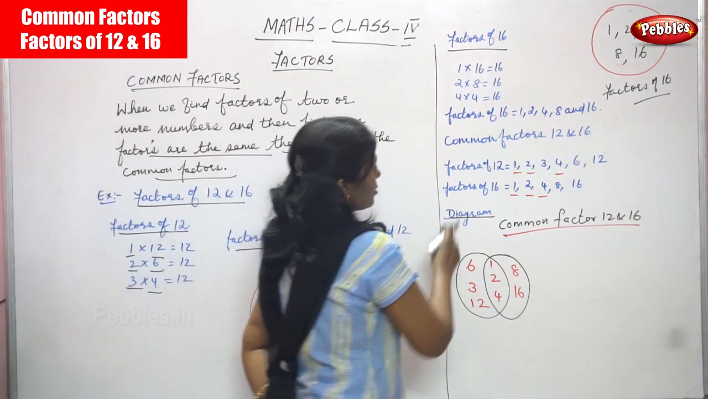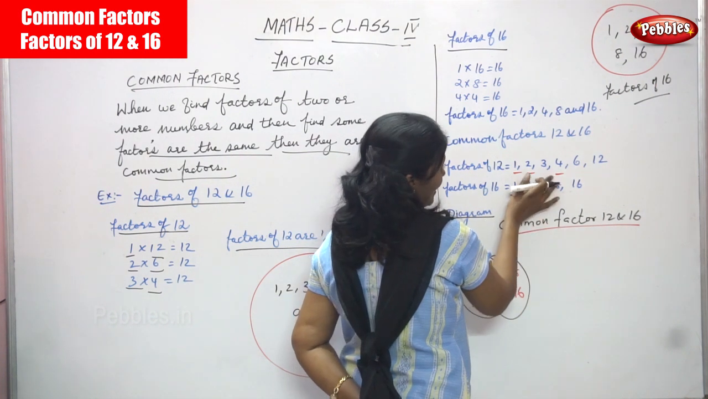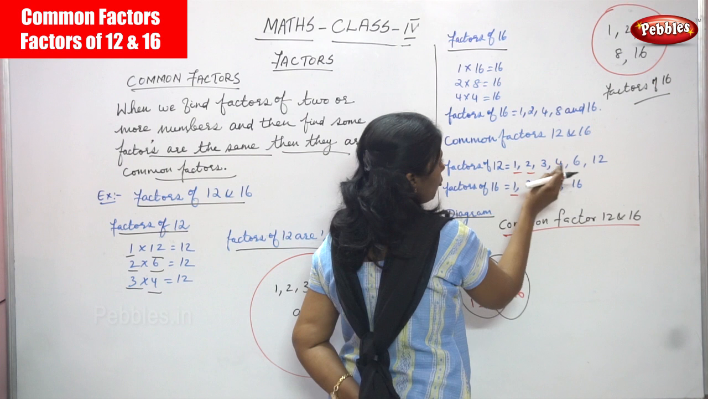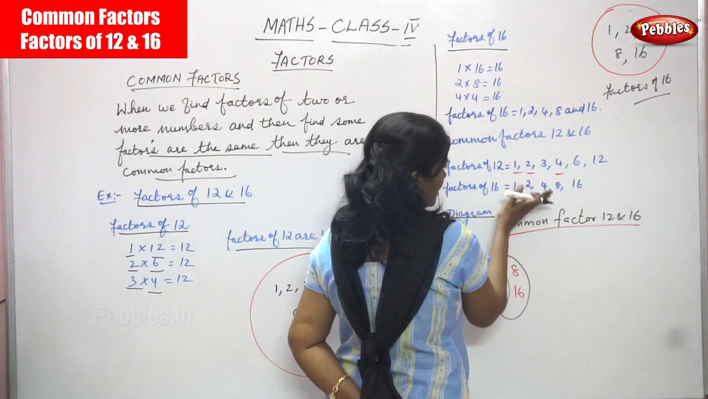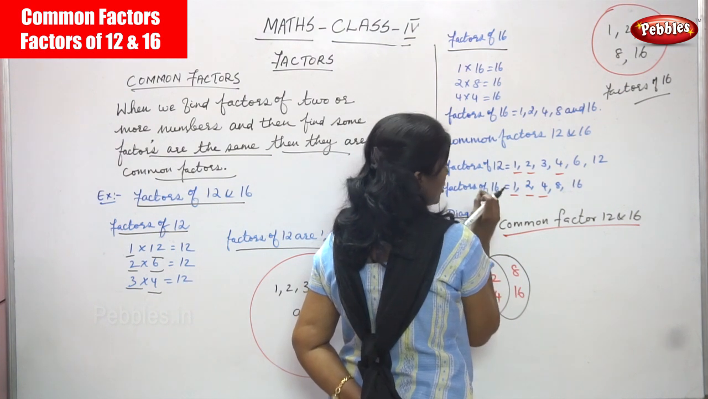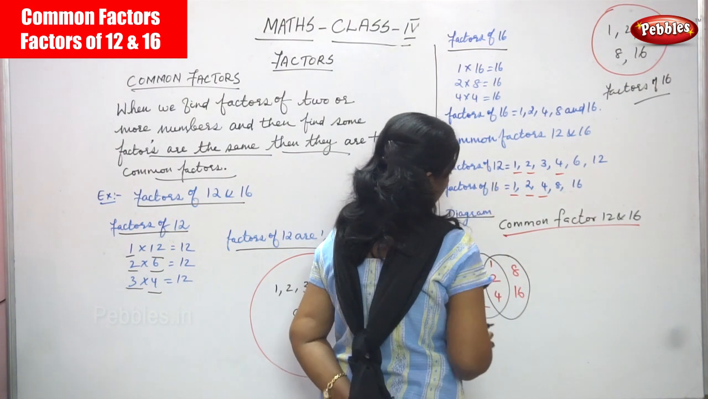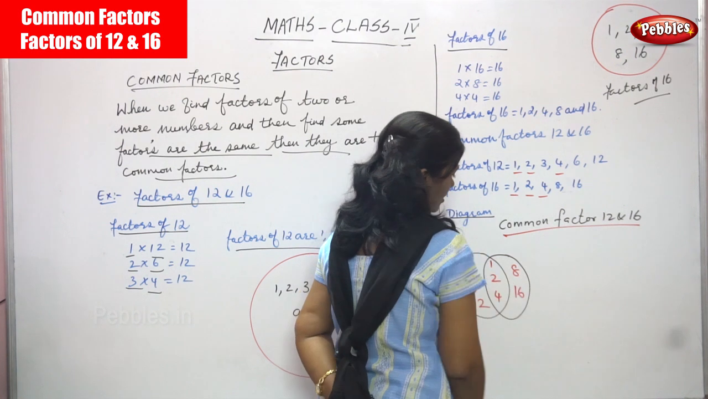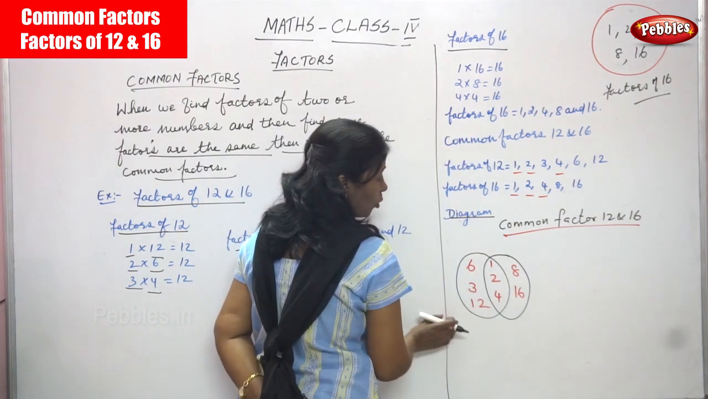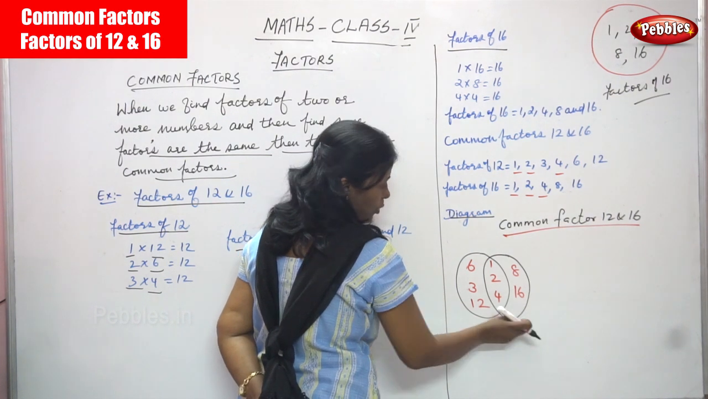So we have taken two numbers, and some factors are the same in both the numbers. So 1, 2, 4, 1, 2, 4 are present in both the places, both the numbers. So these are the common factors of 12 and 16. Now a diagram of the common factors of 12 and 16. A common diagram means factors of 12 and factors of 16.